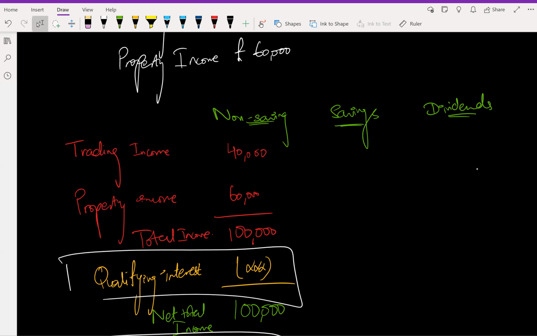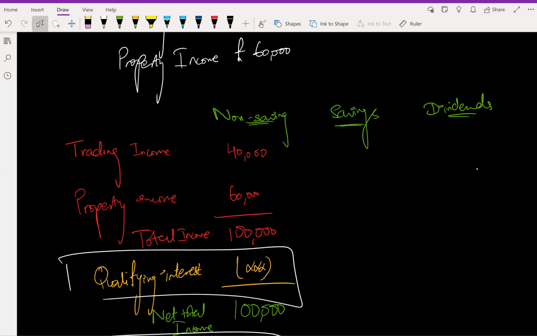Do you guys agree to this or not? I'll repeat. If I've taken a loan to invest in my business, for example a trading business, the interest on that loan should be a reduction from the trading income P&L. Do you agree? Not from any other profit and loss statement, not from the property income P&L, but from the profit and loss statement of trading income. Why? Because I took out a loan for trading business.